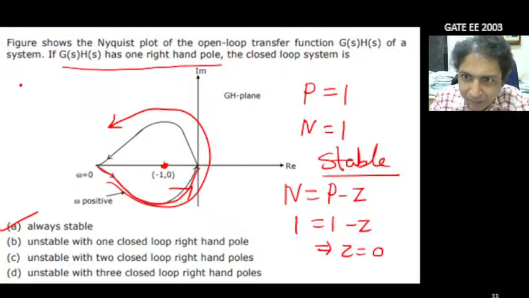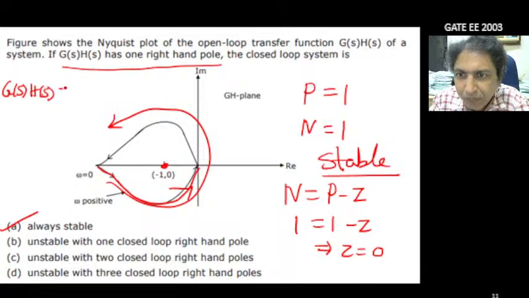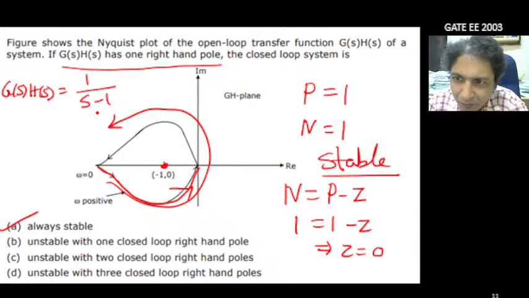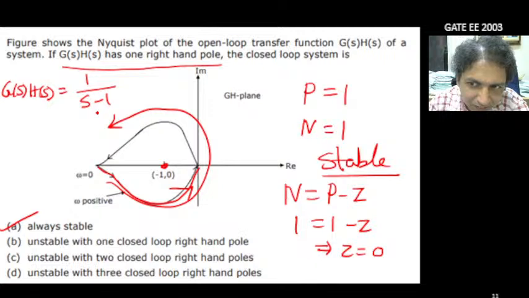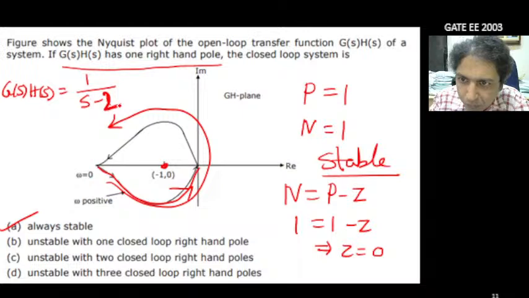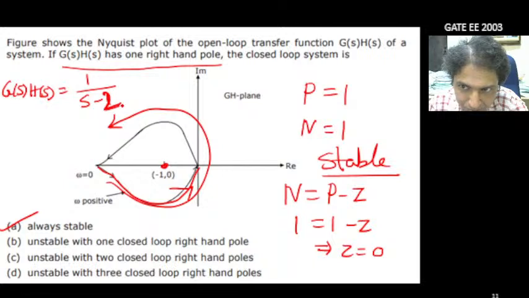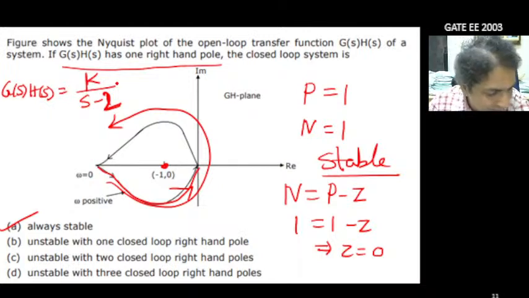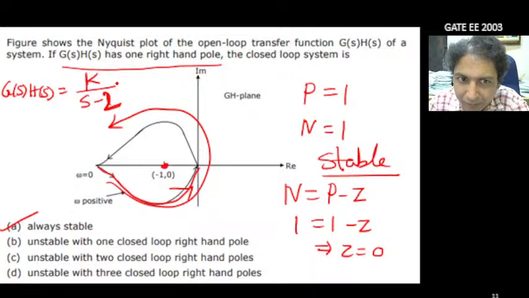Suppose I'll give you one example. If GSHS is 1 upon S minus 1, what is the polar plot? Alright, not S minus 1, I will put S minus 2. And here I will put k. The numerator is simply constant k. So k upon S minus 2.